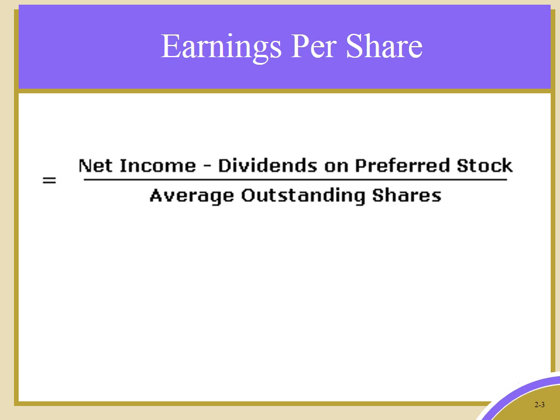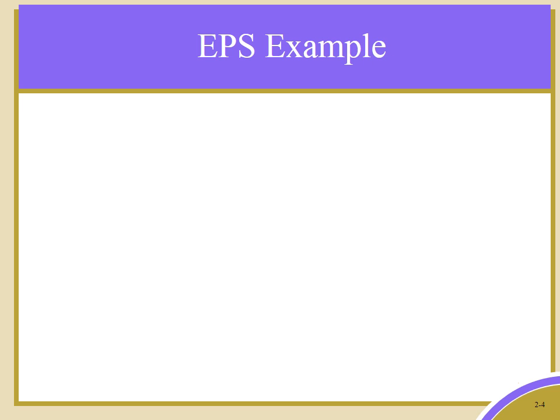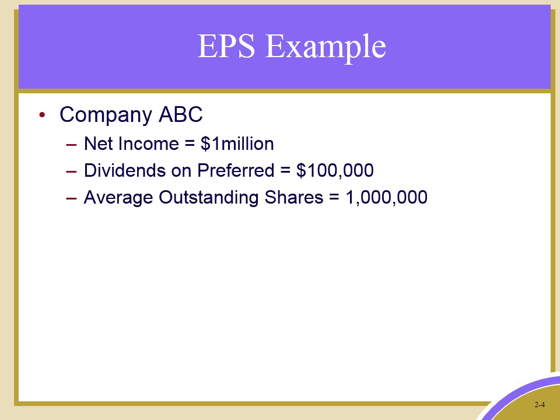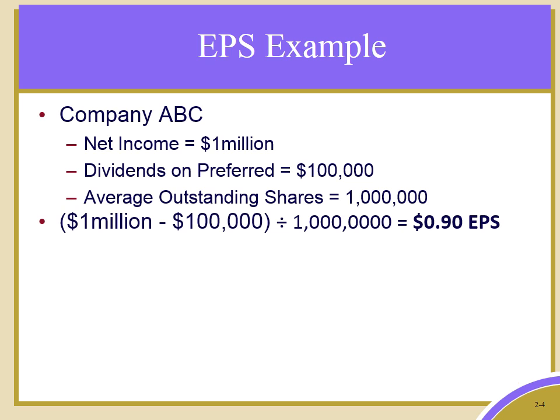Earnings per share. It's a good thing to remember, possibly for your homework, is net income minus dividends on preferred stock divided by average outstanding shares. So there's the formula for you for earnings per share to be able to understand how to calculate. Earnings per share example: Company ABC has net income of $1 million. Dividends on preferred stock is $100,000. The average outstanding shares is 1 million. Take $1 million minus $100,000, which is $900,000, divided by 1 million, and you get 90 cents earnings per share.